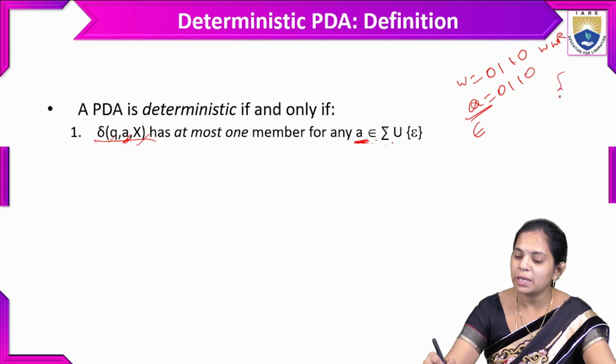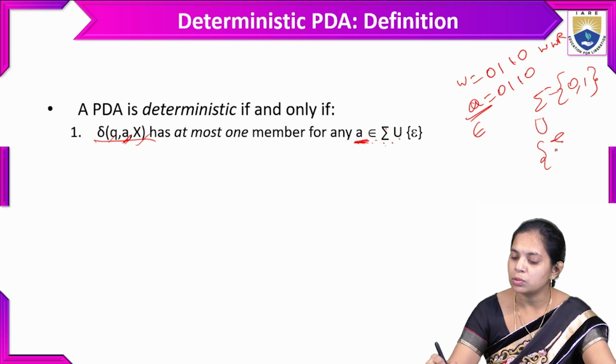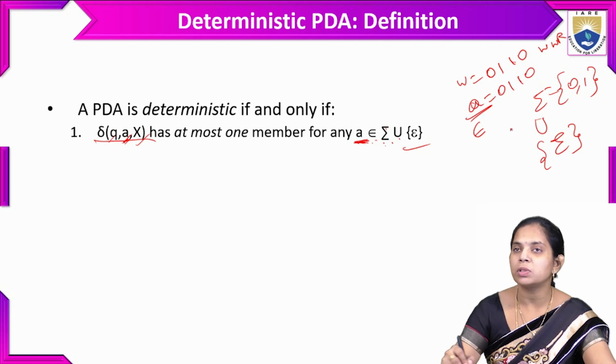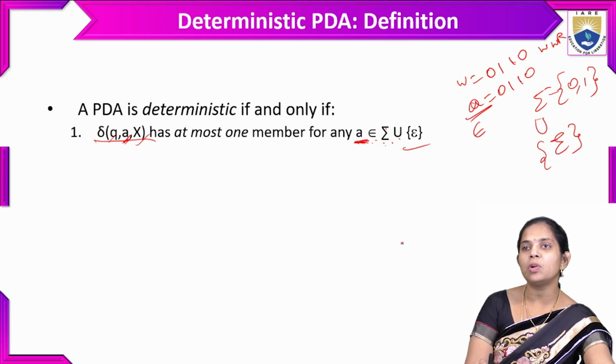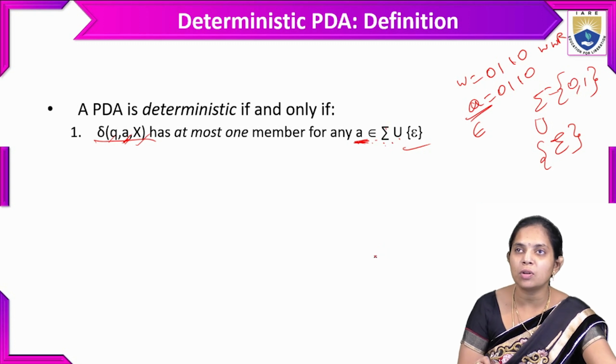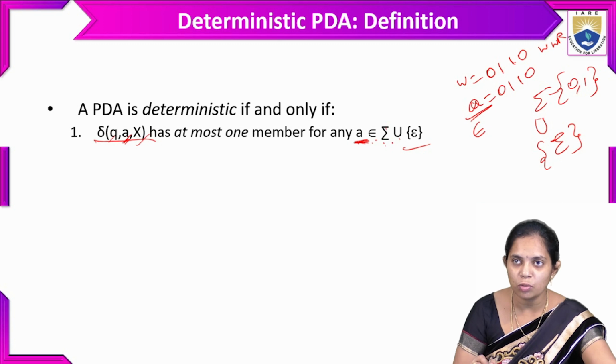Sigma is nothing but 0 comma 1. So A belongs to sigma union epsilon also. If you are including this epsilon symbol along with the input symbols, that is also deterministic. So that is a deterministic pushdown automata.